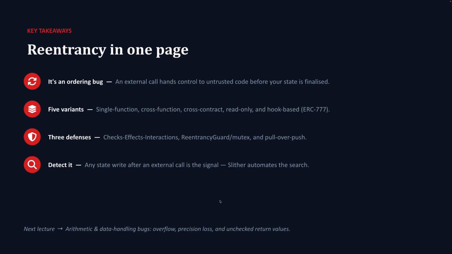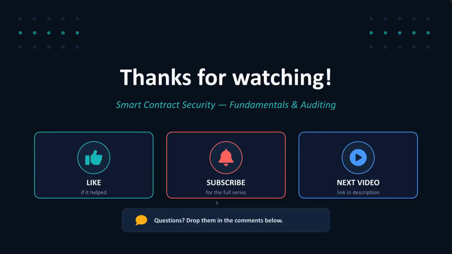This sums up the first lecture of Unit 3, Common Smart Contract Vulnerabilities, in which we have looked into reentrancy in depth. In the next lecture, we are going to discuss arithmetic and data handling bugs, specifically overflow, precision loss, and unchecked return values. That wraps up this session.